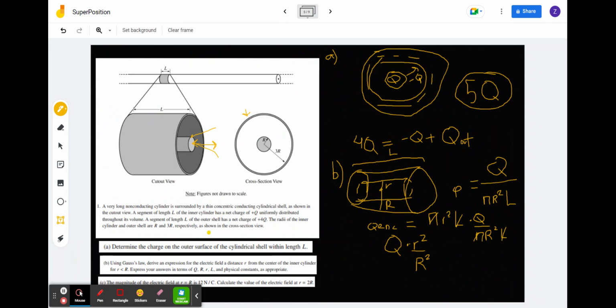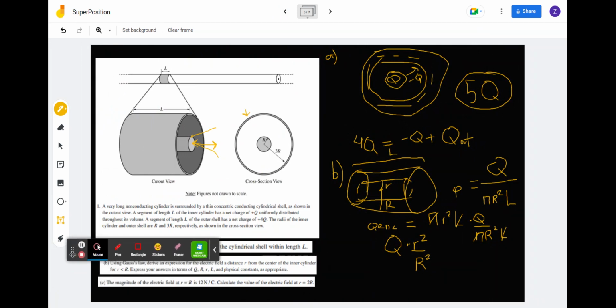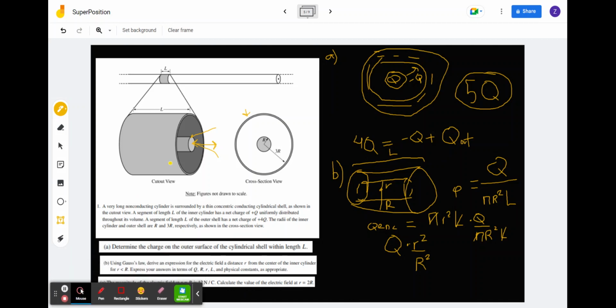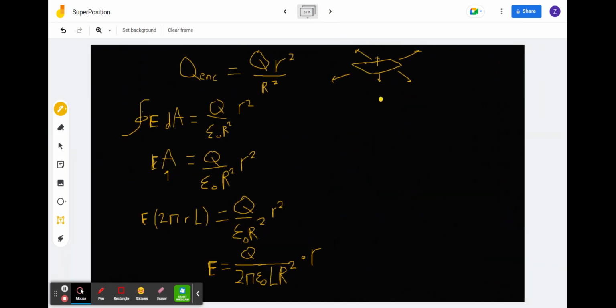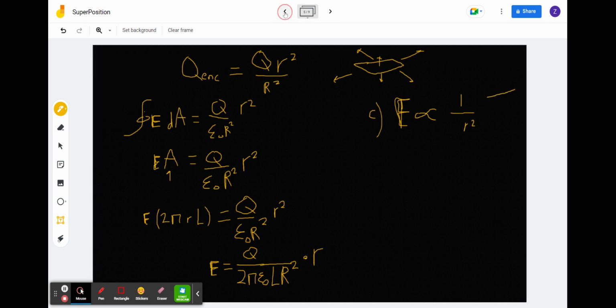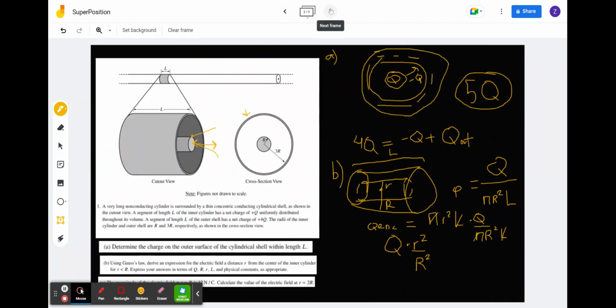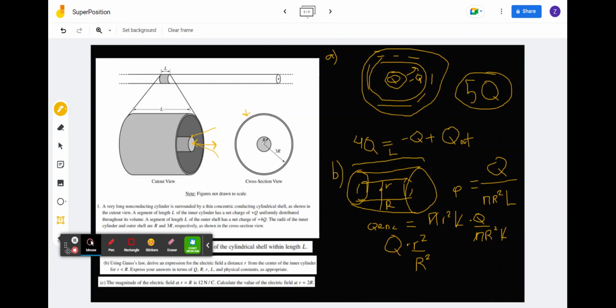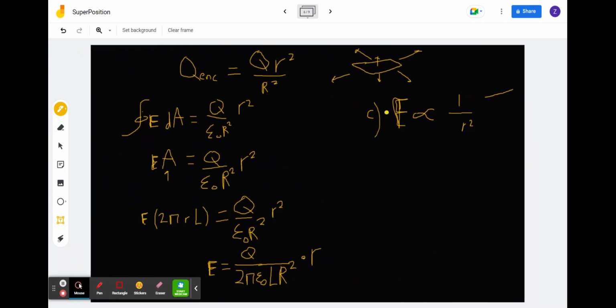Okay. Now part C. The magnitude of the electric field at r equals R is 12. Calculate the value of the electric field at r equals 2R. Pretty similar to our last question. So once again, the electric field is proportional to 1 over r squared, because when we're outside of the cylinder, we can approximate it as a point at the center of the cylinder. So if we're doubling the distance, we should be quartering the electric field. So that should give us an answer of 3.